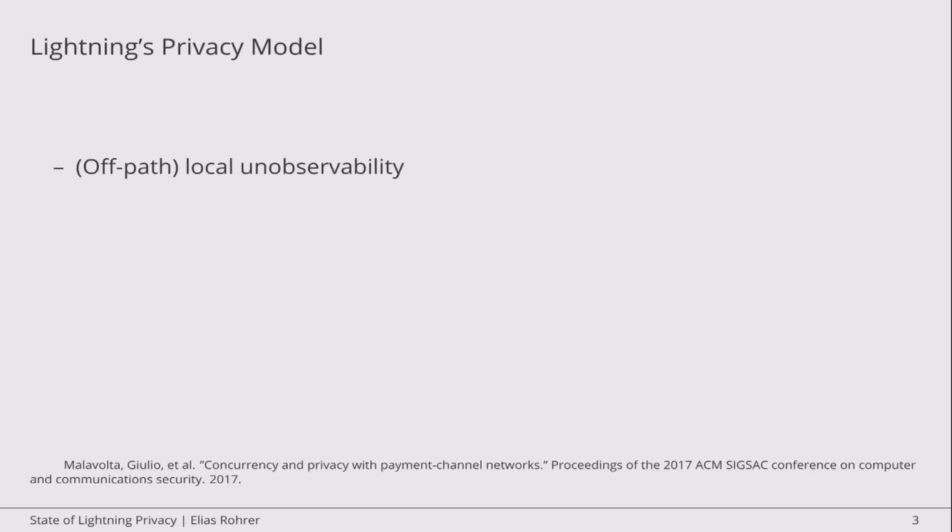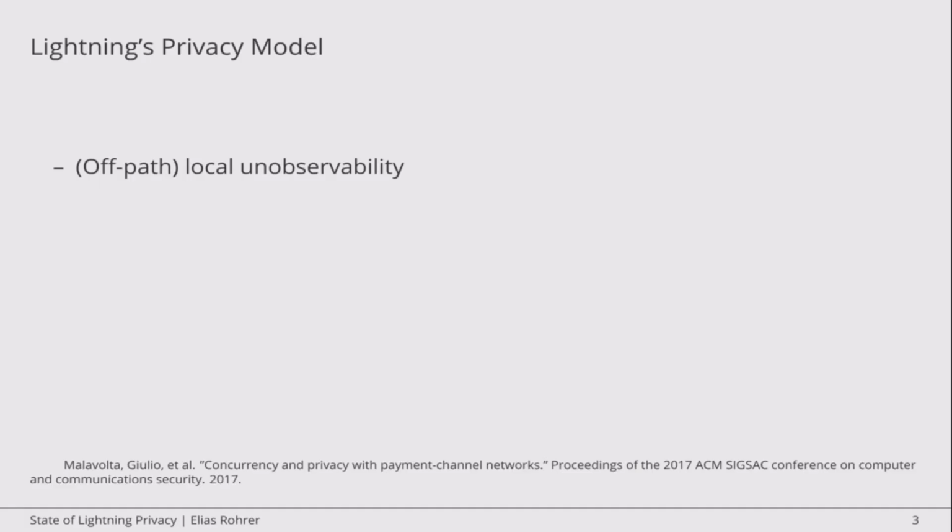So, speaking of the promise, that will be the first part here. The question is, what is Lightning's privacy model to begin with? What did Lightning set out to fulfill in the protocol? What properties do we want?